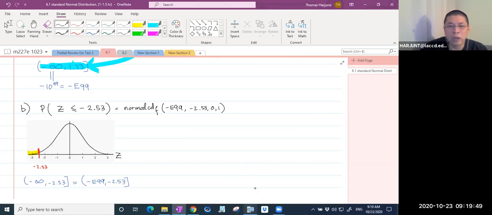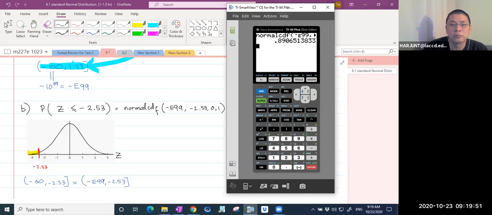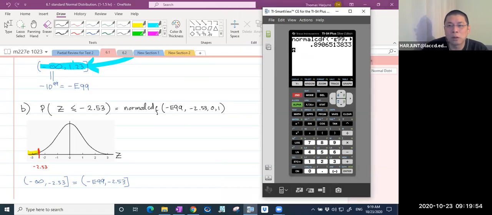Then I use my calculator, normal CDF. That's the second option in your distribution. Negative E99, I already have it. Let me show you how to punch it again. Negative, it has to be the negative sign next to enter. Okay, don't use this subtraction sign.